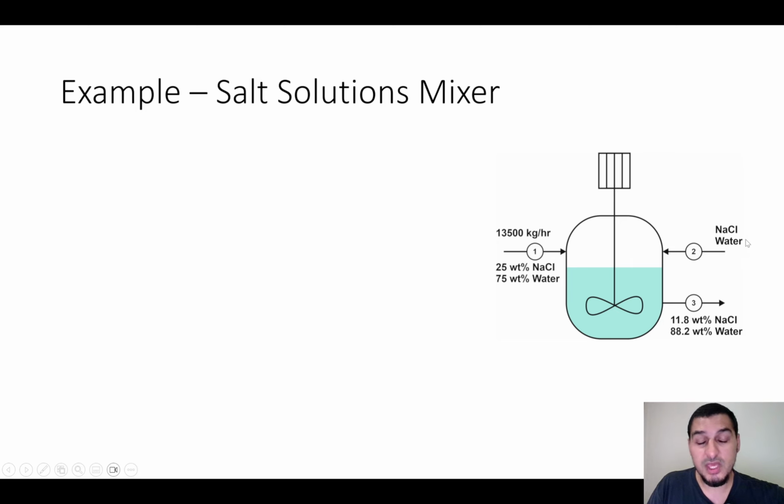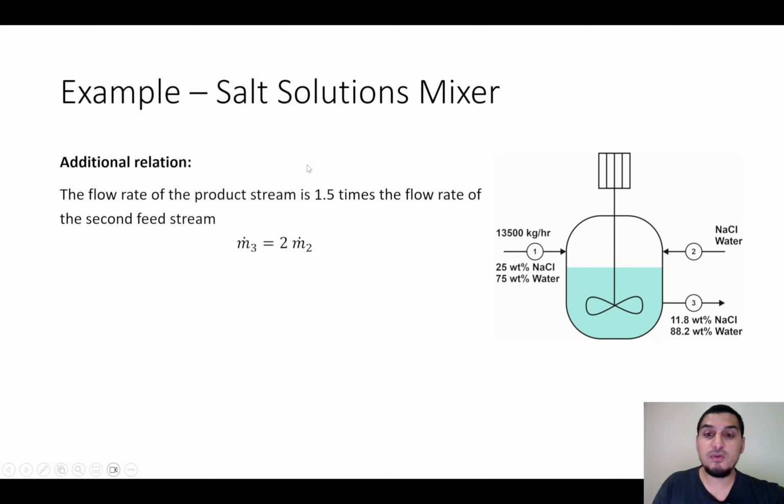So these are extra information that we have to have on the flow sheet, and we will see now why this is important. Before we do the degrees of freedom, we have to make sure that we extracted all the important information from the flow sheet, from the description of the process. One thing that was there is that the flow rate of the product stream, which is stream 3, is 1.5 times the flow rate of the second stream, which is stream 2. So it's a relation between two parameters, the flow rate of stream 3 and the flow rate of stream 2, and the relation is, this is 1.5, it's not 2. It's a mistake. So this is M3 is 1.5 times M2.